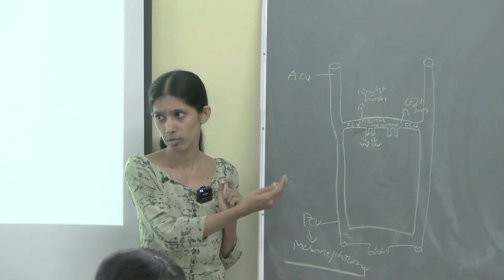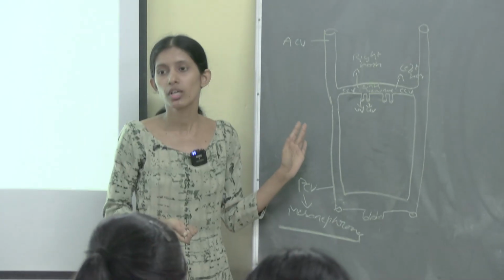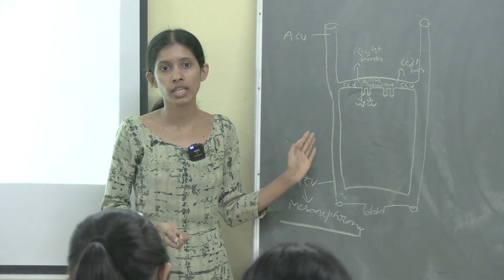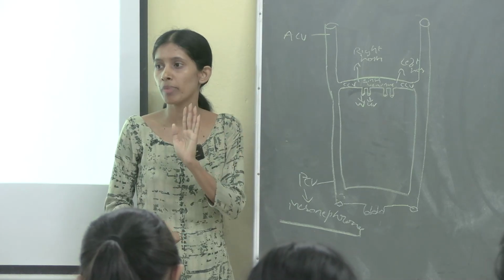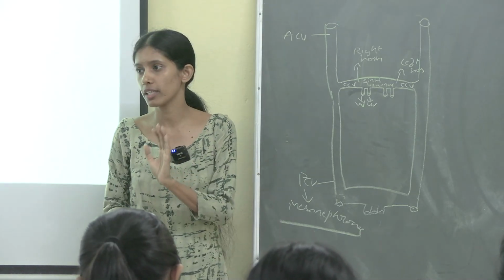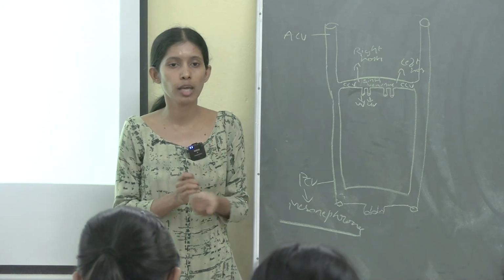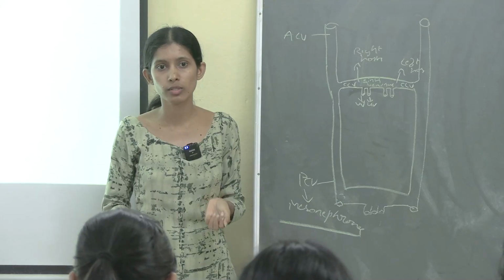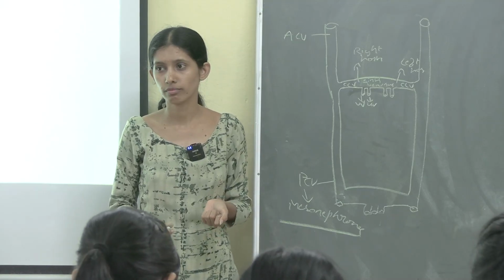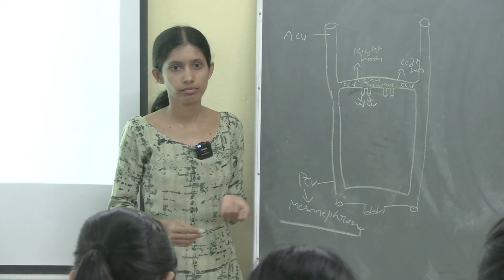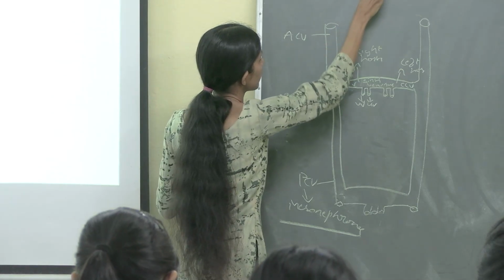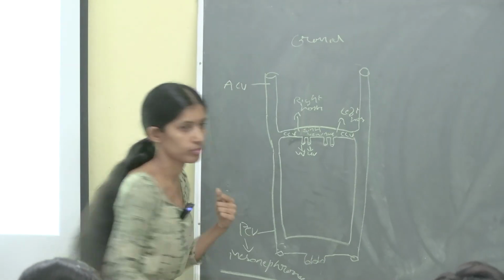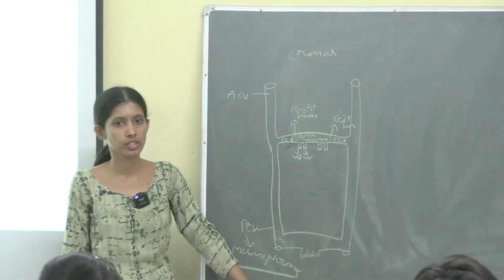on both the sides. But the complete posterior cardinal vein will not disappear, some part will remain, and the remaining part is called the remnant. Okay, and the remnant of your posterior cardinal vein gives two important structures. What are those? This is the cranial end and this is the caudal end.